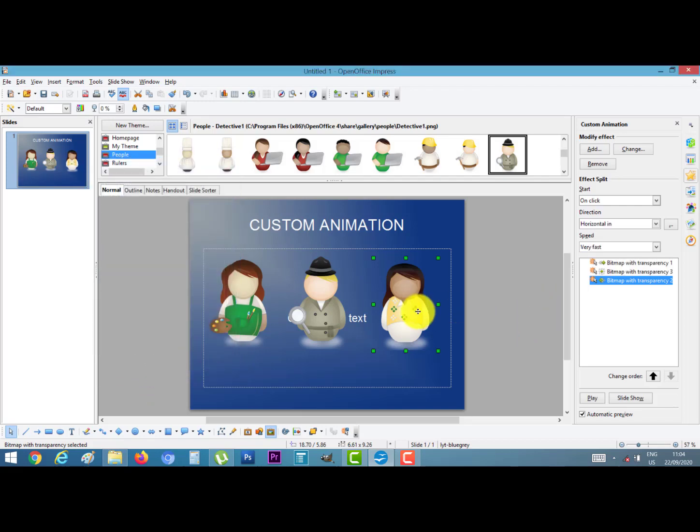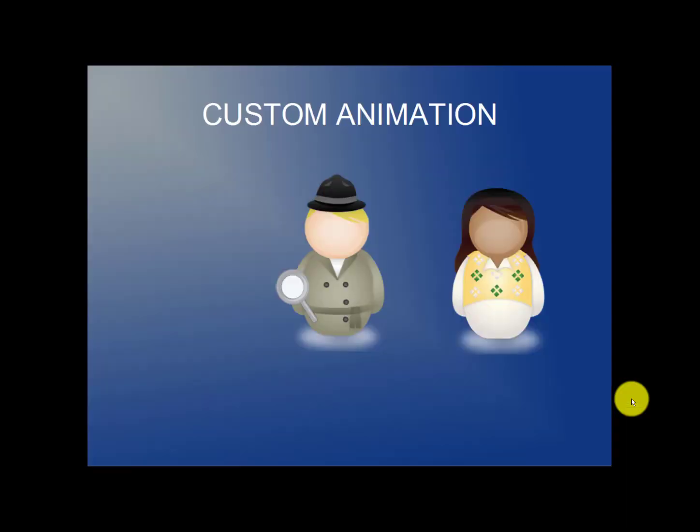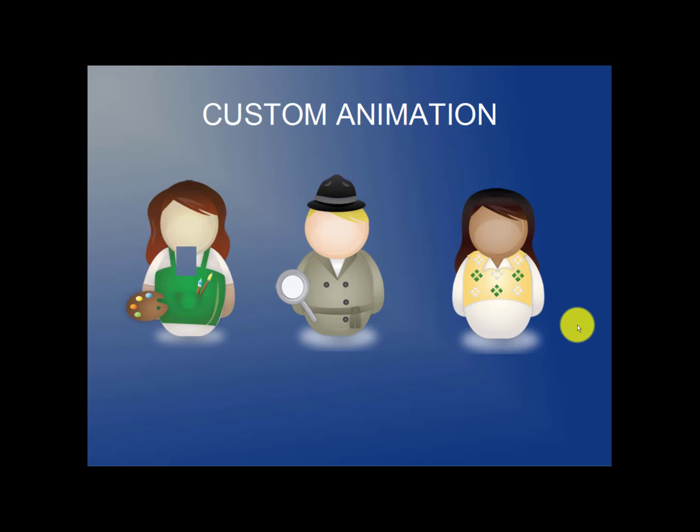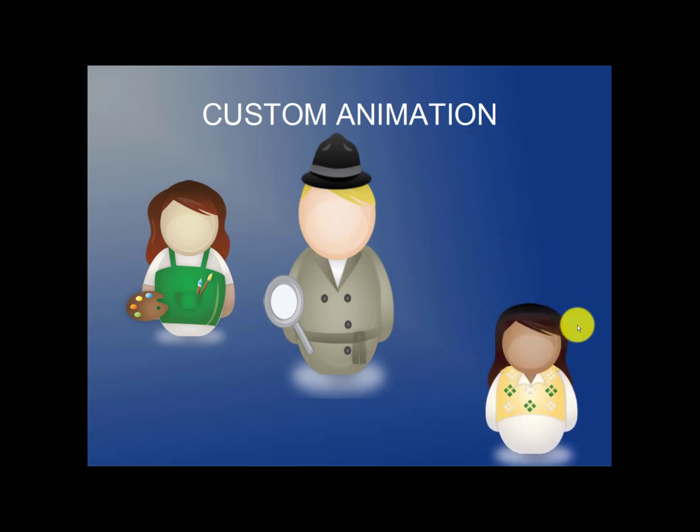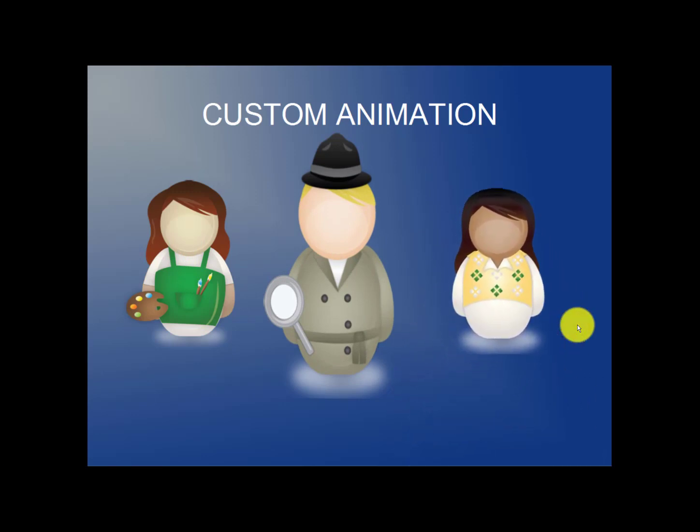Our animation is changed. Now click on the slideshow option. Here you can see your animation. First object, second and third. This is our custom animation. Thank you.